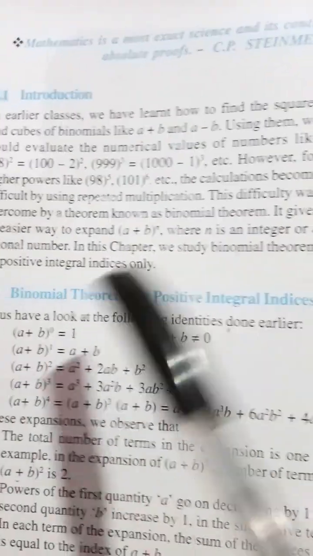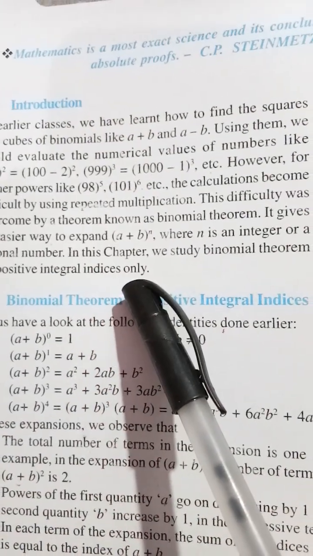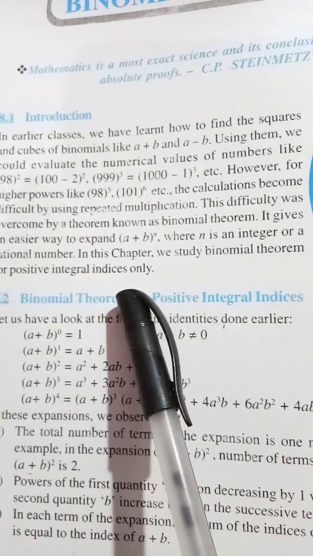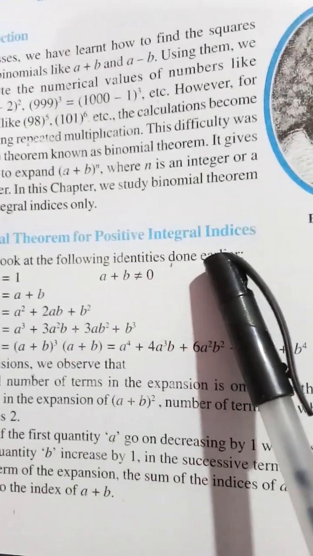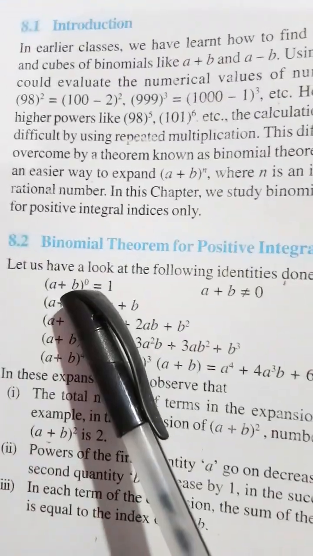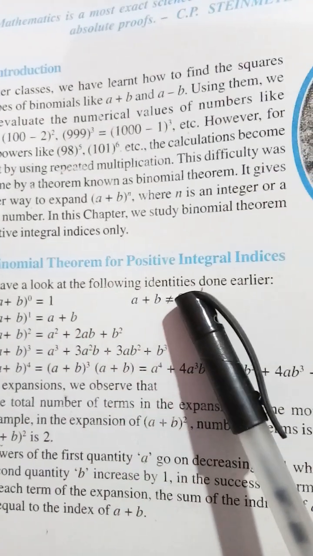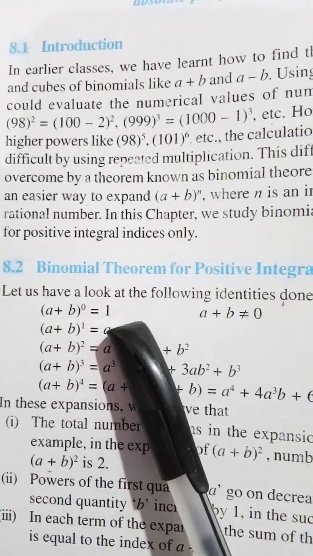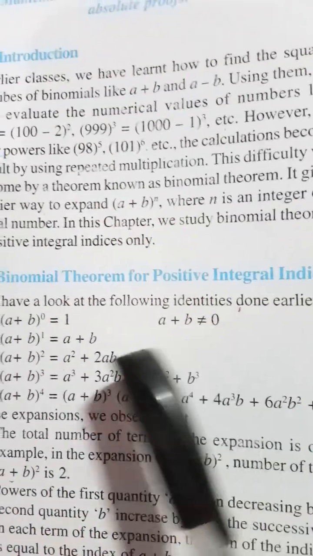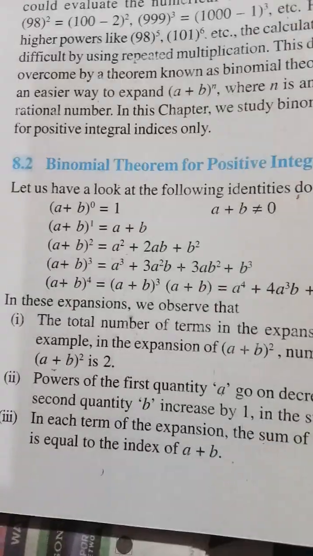So we study the binomial theorem for positive integral indices only. So here, based on the positive integral indices only, the binomial theorem of positive integral indices. Let us have a look at the following identities done earlier. (a plus b) whole 0 is equal to 1, a plus b is not equal to 0, and (a plus b) whole 1 is equal to a plus b.